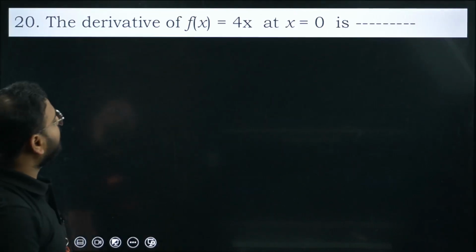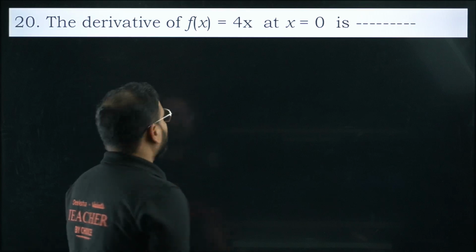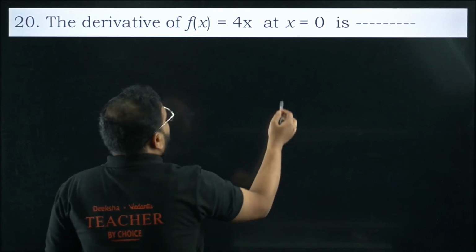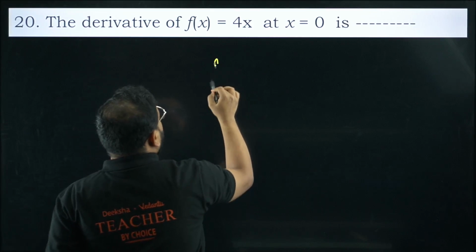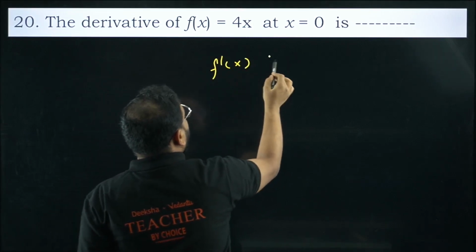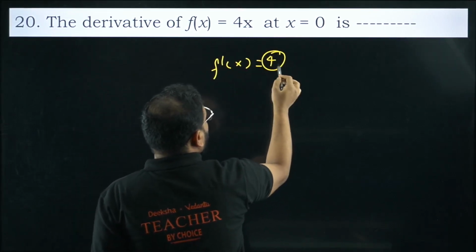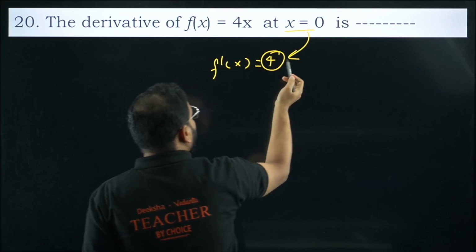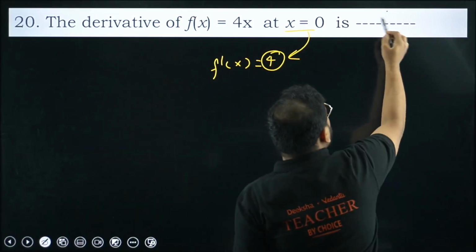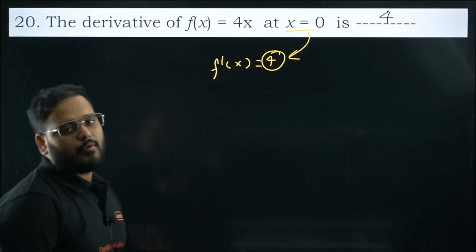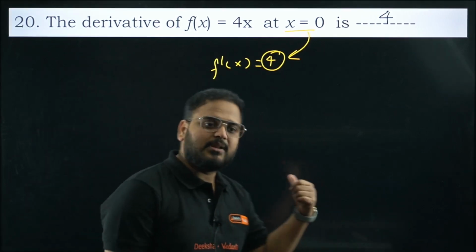20th now. Derivative of f(x) equals 4x at 0. Alright, this is easy. f dash of x will be simply 4. Can you put x0 equal to 0 over here? You can't do that. What is the answer going to be? Simply 4, sir. Agreed? Very simple. 20th is done.